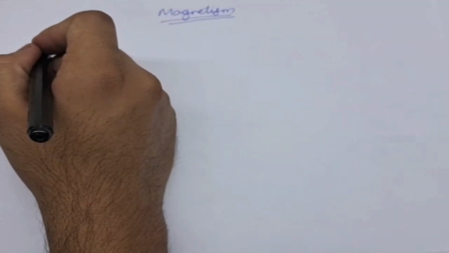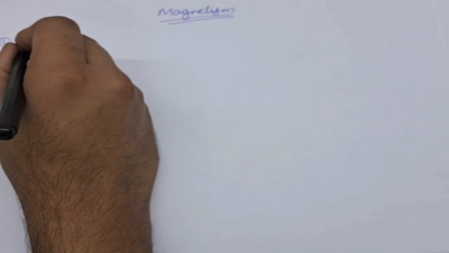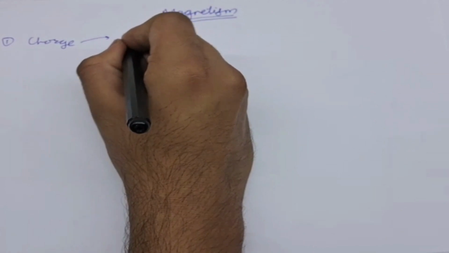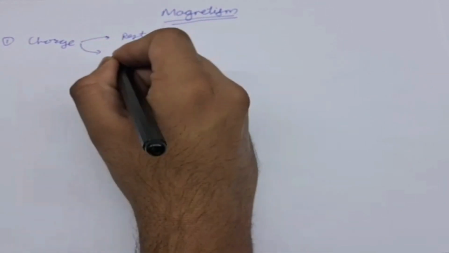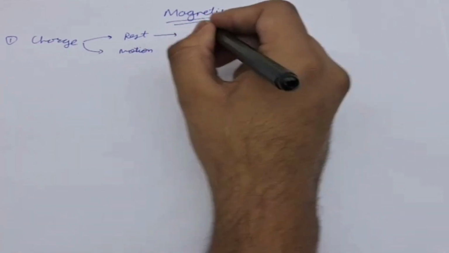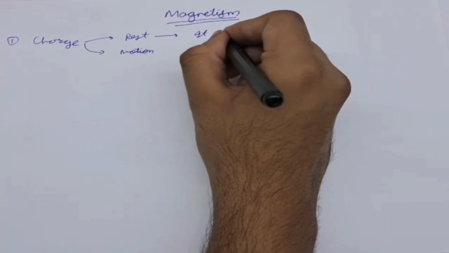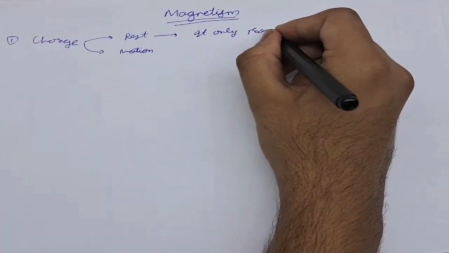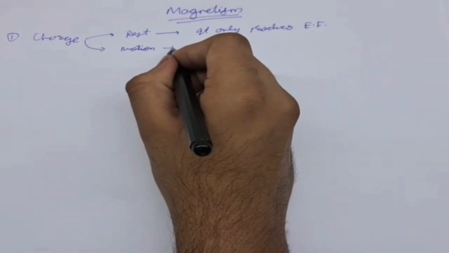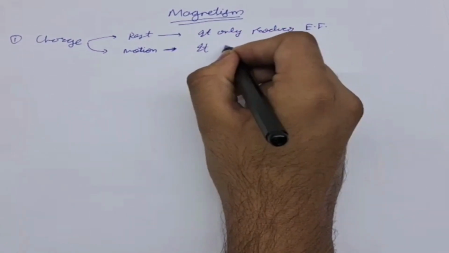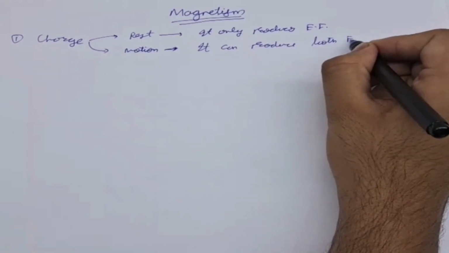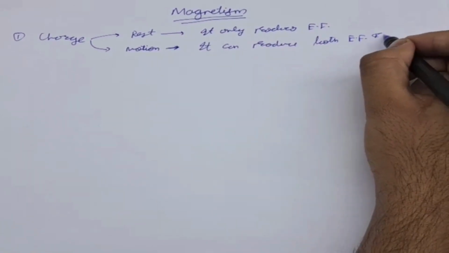Now, to understand magnetism, let us first understand the two conditions in which a charge can exist. A charge can either be at rest or in motion at a given particular time. If it is at rest, we must understand that it only produces an electric field, while when it is in motion, it can produce both an electric field as well as a magnetic field.